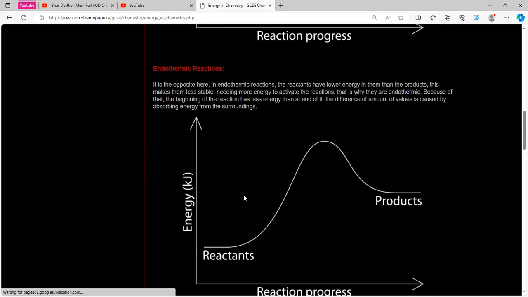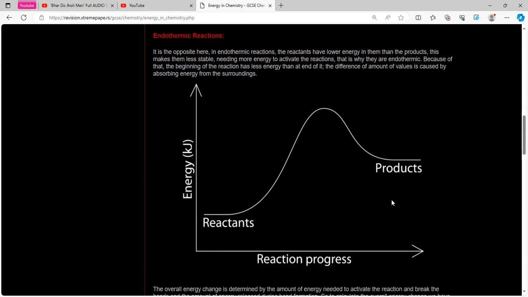Now, in endothermic reactions, the complete opposite occurs. The activation energy is from reactants to the activated state, same. However, in this case, the delta H is positive, and thus it will be in the upward direction from reactants to products. Thus, the arrow will be like this.